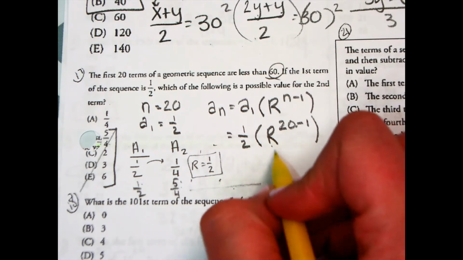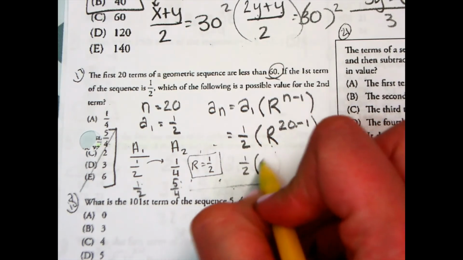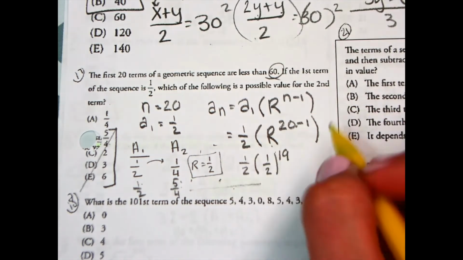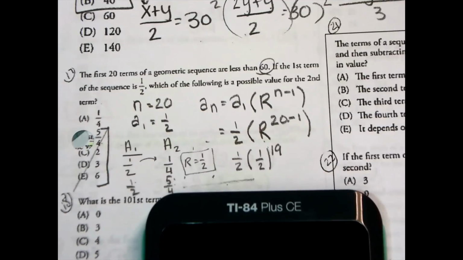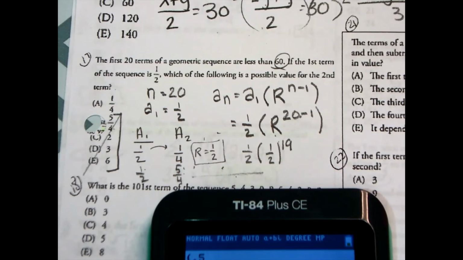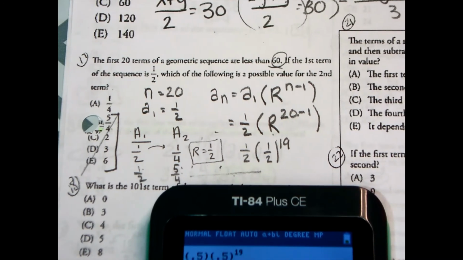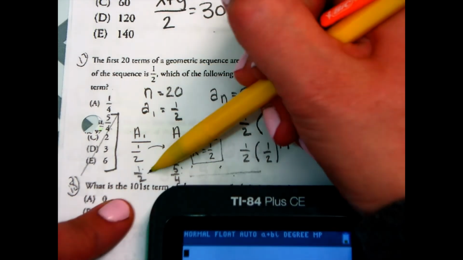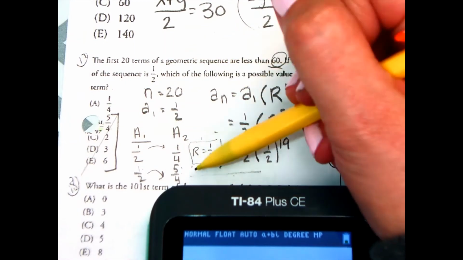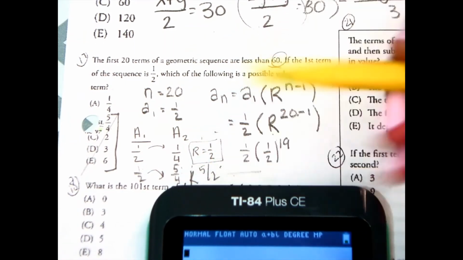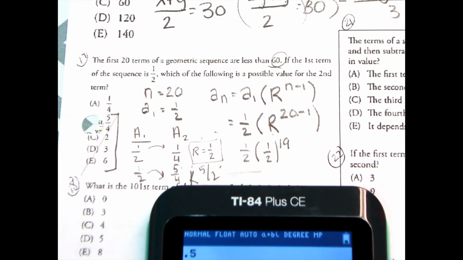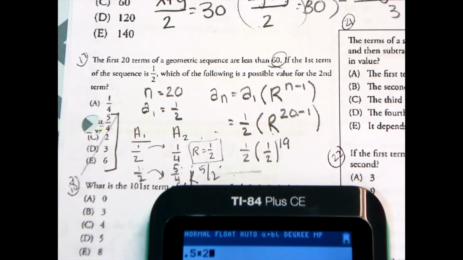it's less than 60. So right here, the ratio is 1/2, so 1/2 times 1/2 raised to the 19. Sorry, let me get my calculator. So I've got 0.5 times 0.5 raised to the 19. That is definitely less than 60. Now, if I try the next one, to get from here to here, my ratio is 5/2. So 0.5 times 2.5 raised to the 19.